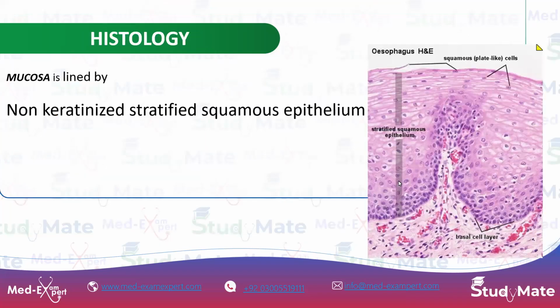If we see the histology of the esophagus, you only need to remember one line, that mucosa is lined by non-keratinizing stratified squamous epithelium. अगर आप diagram में देखें, you can see squamous cells, which are plate-like cells, and when these squamous cells are stacked on top of one another, we call it as stratified squamous epithelium. और इस diagram में देखें तो you cannot appreciate any keratin layer over the stratified squamous epithelium. So esophagus is basically non-keratinized stratified squamous epithelium.